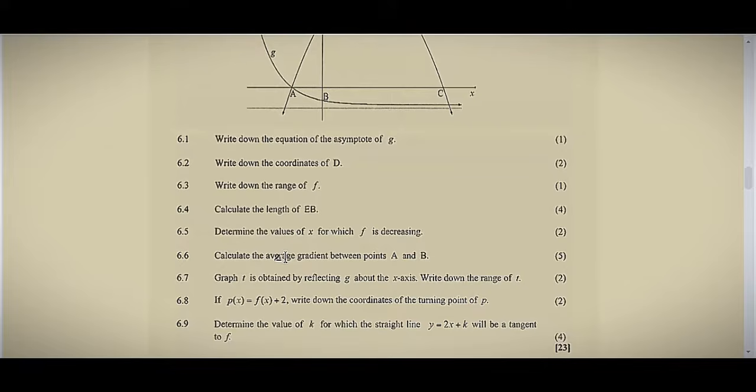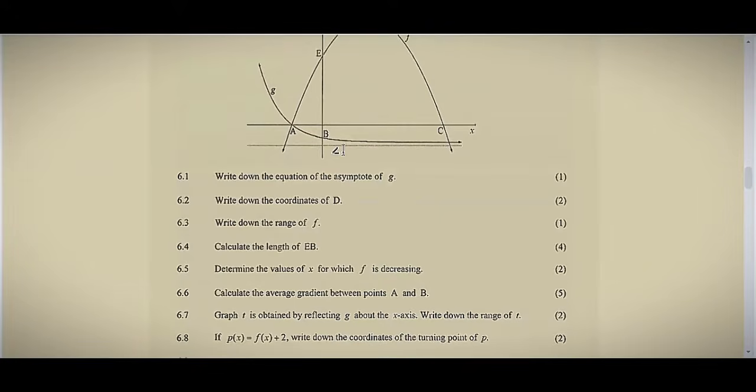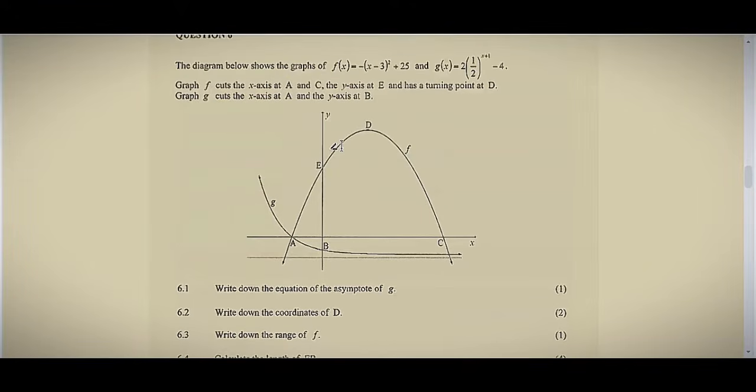6.6 says calculate the average gradient between point A and B, right? So to calculate the average gradient, we do understand that first we need to find the coordinates for A and then also find the coordinates for B, right? So that means we will need to use these equations once again, right? So in order to find the average gradient, first let's find the coordinates for A.